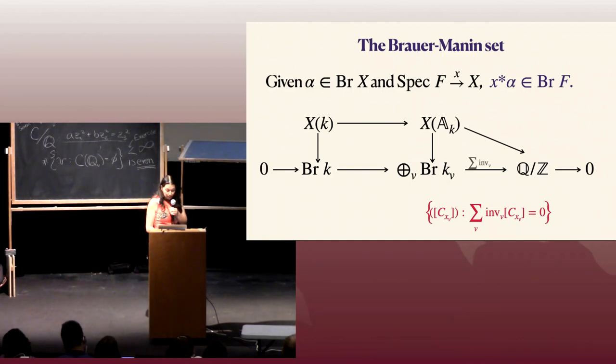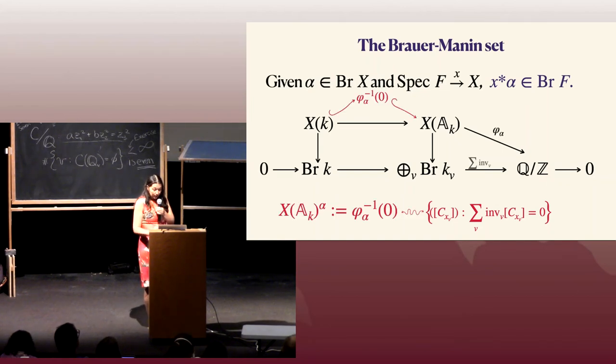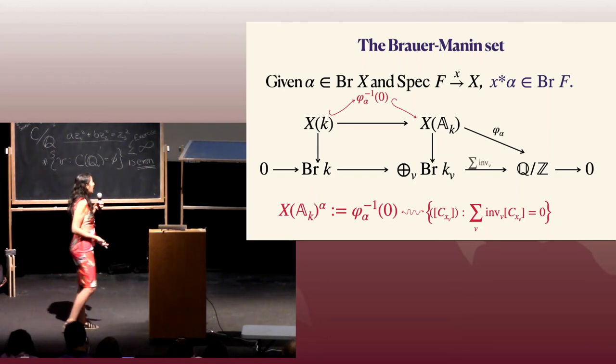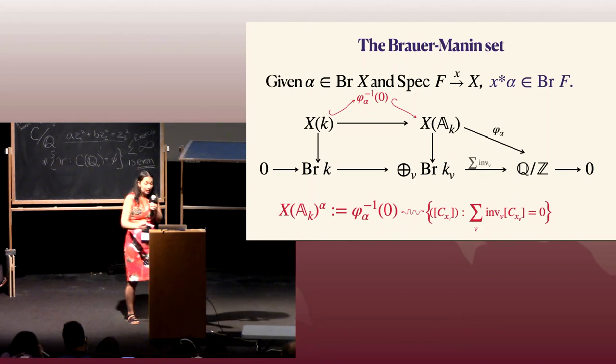And now, from this map, you see, if I have a K-rational point and I map it all the way to Q mod Z, instead of going across the top and diagonal, I can go down and over. And because the bottom is exact, that means that the K-rational points have to go to zero. So there is this intermediate set, which is exactly the inverse image of the points that go to zero, that sits here.